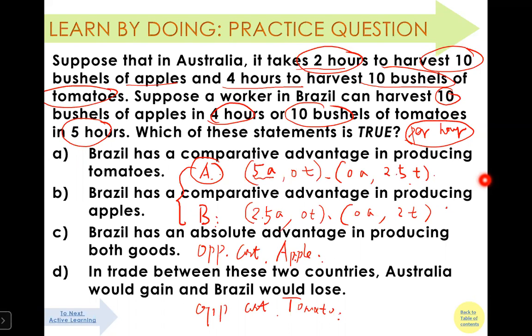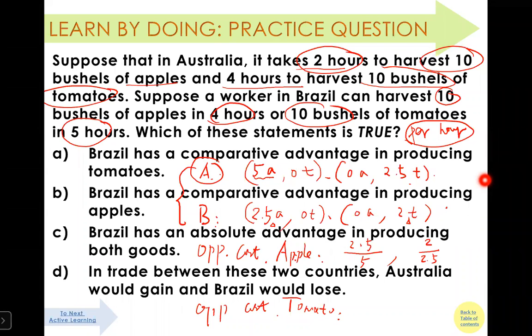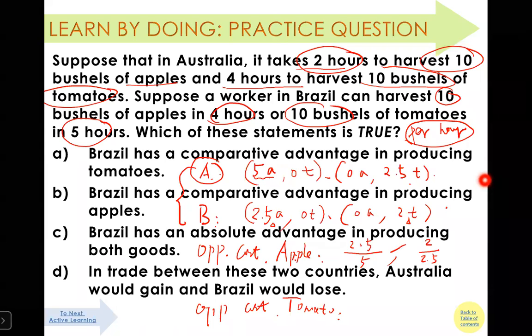Okay. Start with Australia. The opportunity cost of apple in Australia is going to be 2.5. That's what they need to give up, divided by 5, right? So this is Australia. Now in Brazil, what is the opportunity cost of apple? They must give up 2 versus 2.5, right? So they give up 2 tomatoes to produce 2.5 apples, right? And then here you can clearly see the opportunity cost of apple is smaller in Australia. So this one is smaller than this one. So this is the opportunity cost of apple.